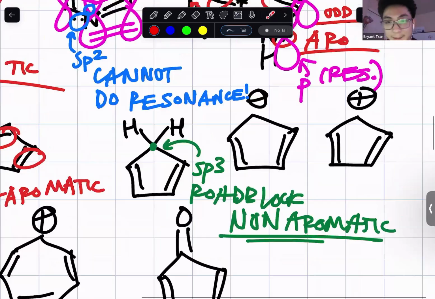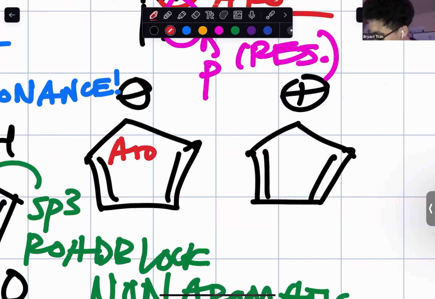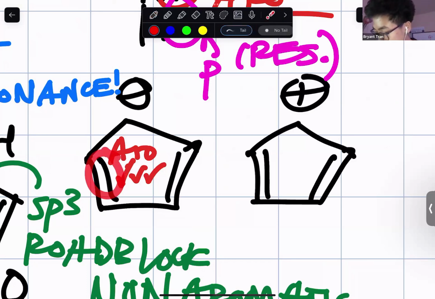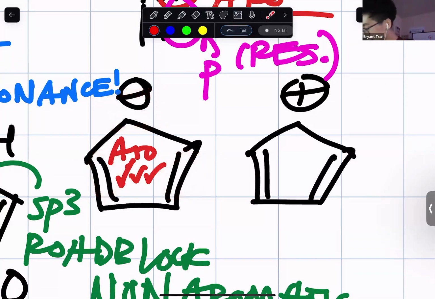Okay, let's move on to the next one, Crystal. I'm pretty sure this is aromatic because it's fully conjugated and all of the above. Yep. Cyclic, fully conjugated, and planar. And it has 3 pairs of electrons, an odd pair: 1, 2, and that invisible one right there on that carbanion. Okay, nice. Next one, Peyton.